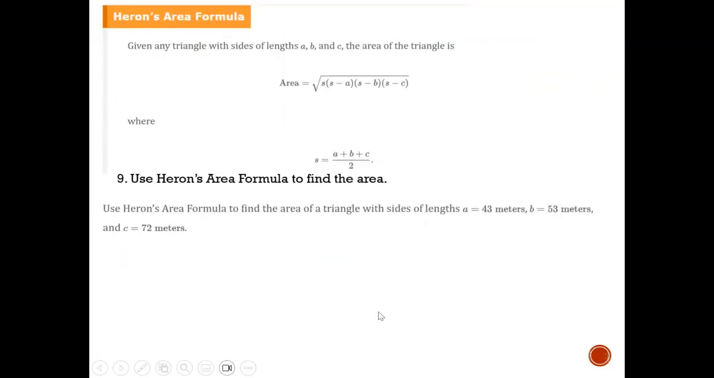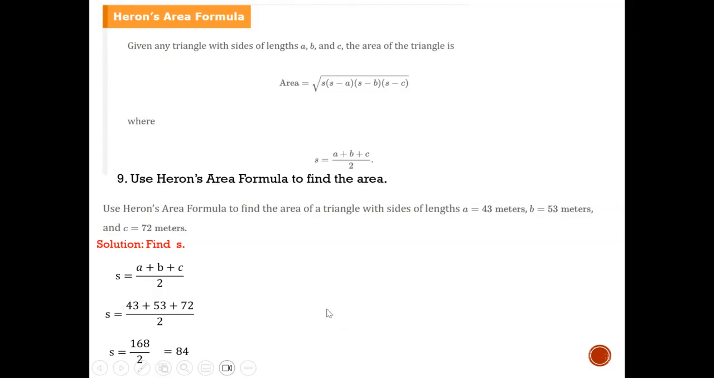Now we're going to do the last part of 6.2, which is the use of Heron's area formula to find the area. It says use Heron's formula to find the area of a triangle with sides of A equals 43, B equals 53, and C equals 72 meters respectively. So first, guys, I need to find S, right? Because this formula requires S. So S is equal to A plus B plus C divided by 2, which will be 43 plus 53 plus 72 divided by 2, which will give us 84.